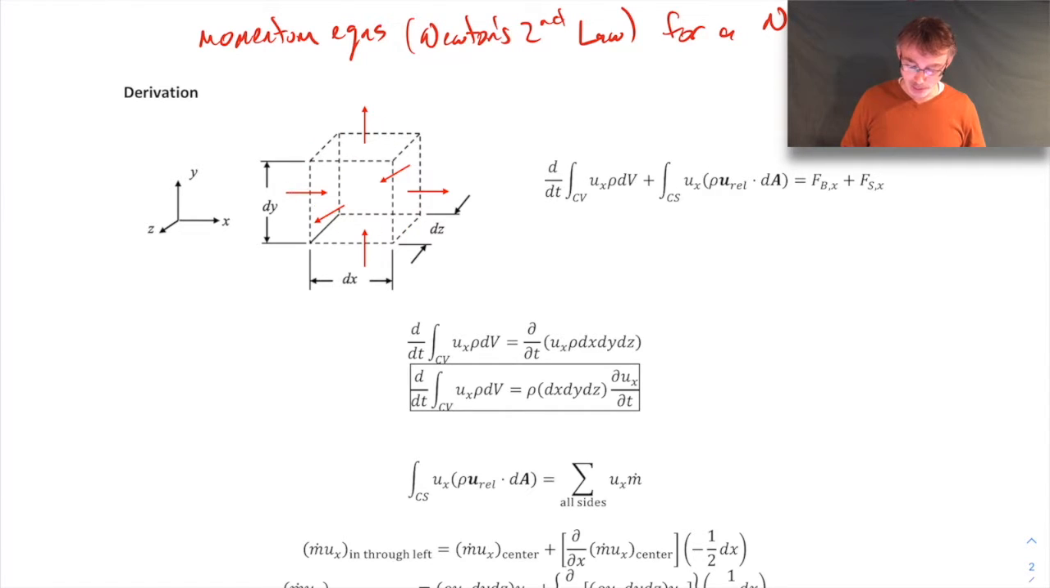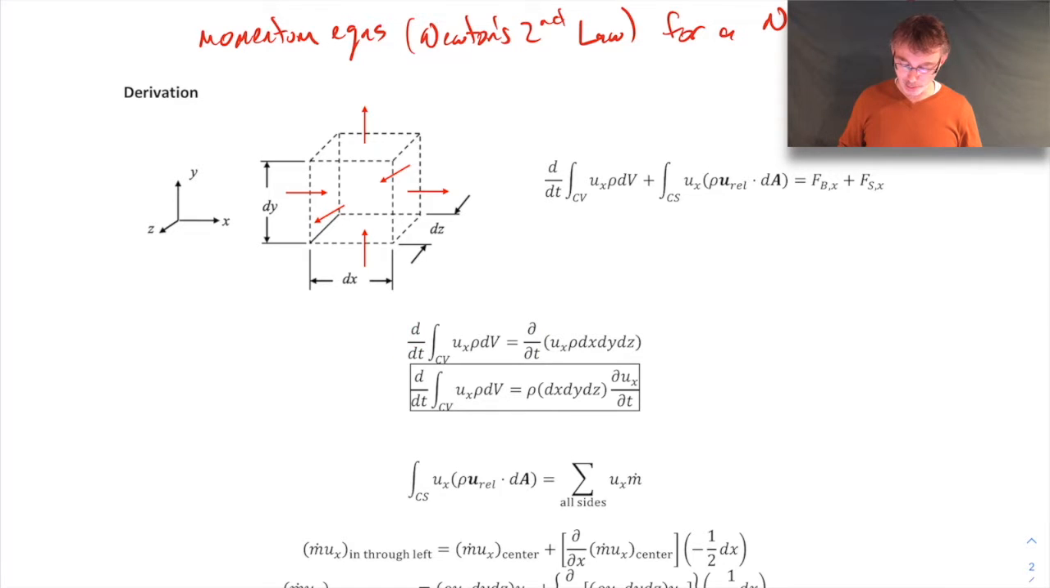Now the arrows I've drawn in here, these are the flow directions. So it's coming in from the left-hand side, out through the right, in from the bottom, out through the top, in through the back, out through the front. So what we're going to do is first analyze the time rate of change of x linear momentum within the control volume. So that's this term right here. And if I apply that to our particular control volume, here's our d/dt term.